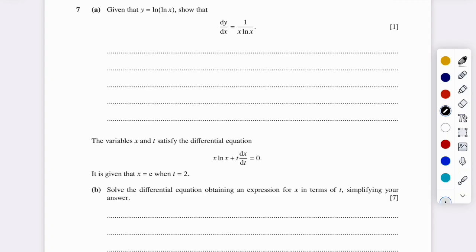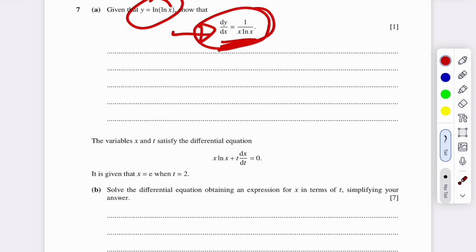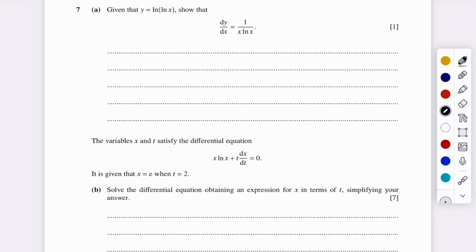Alright guys, now for number 7, 7a specifically, it's given that y is equal to ln of ln x. And it wants us to show from this that dy by dx is equal to 1 over x ln x. So how do we go about doing that?